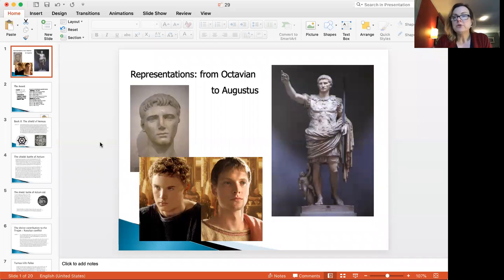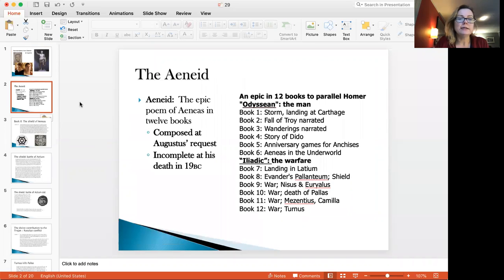Hello, everyone, and welcome to Lecture 1 of Lesson 29, where we are concluding a week-long discussion on the representations of Augustus ever since he was Octavian, all the way to becoming Augustus. And we are picking up also on your readings from the Aeneid, and you might recall that one of the early things we established is that the 12 books of the epic parallel the two Homeric epics, the Greek ones.